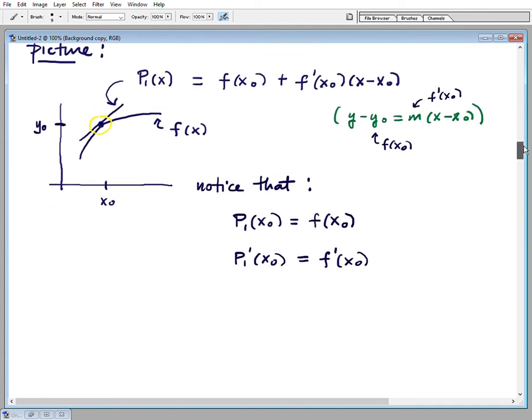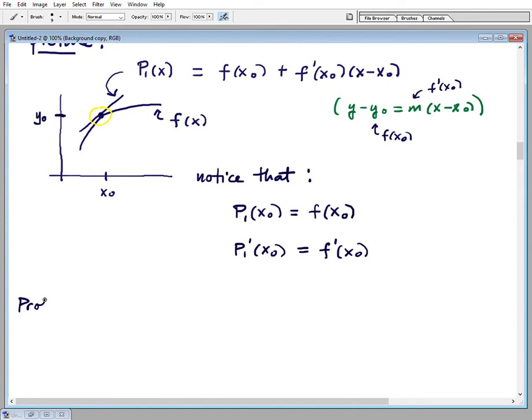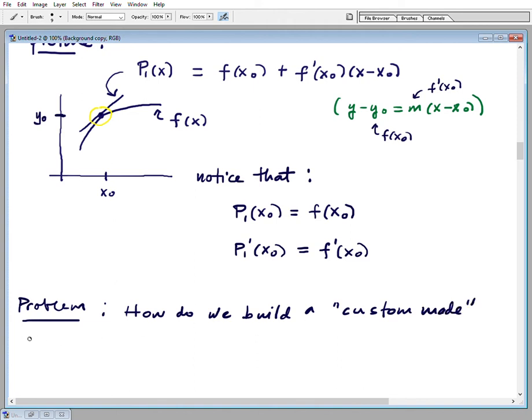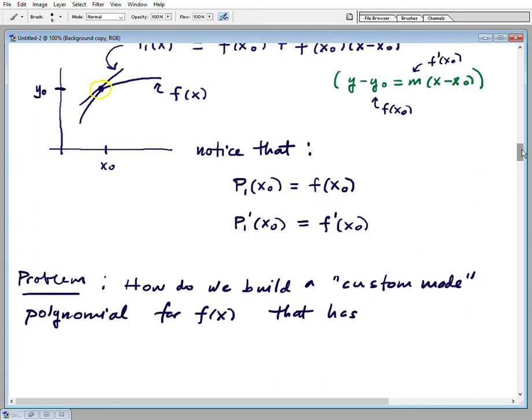Okay, so how can we get a polynomial that matches? So here's the problem. How do we build, and I'm going to call it a custom-made polynomial for f of x that has, let's say, we definitely want them to be equal at x0.